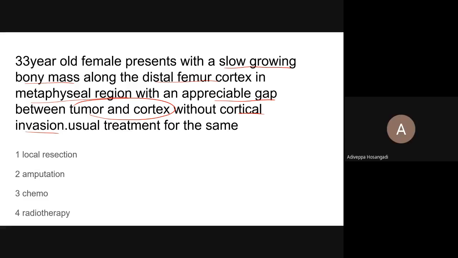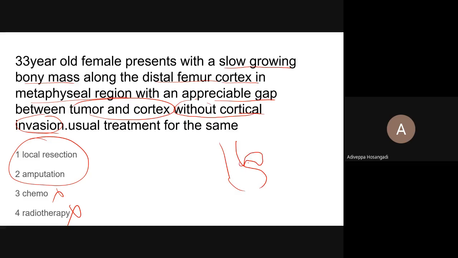So many highlighting points are there. Slow growing tumor and no cortical invasion. Most bone tumors are radioresistant. Chemotherapy you cannot consider unless they have metastasis or other things. So now your choice is between local resection and amputation. It has been given that there's a gap and no cortical invasion. If you can imagine a bone like this, a slow growing tumor arising from the distal femur cortex outside is parosteal osteosarcoma, and there is a gap here. So you can do an excision.